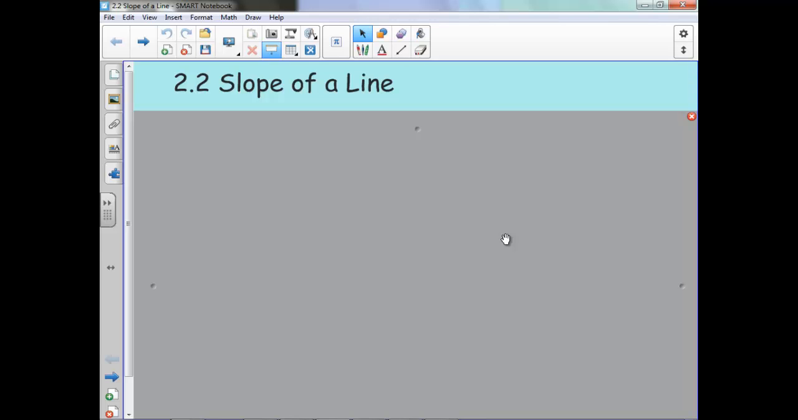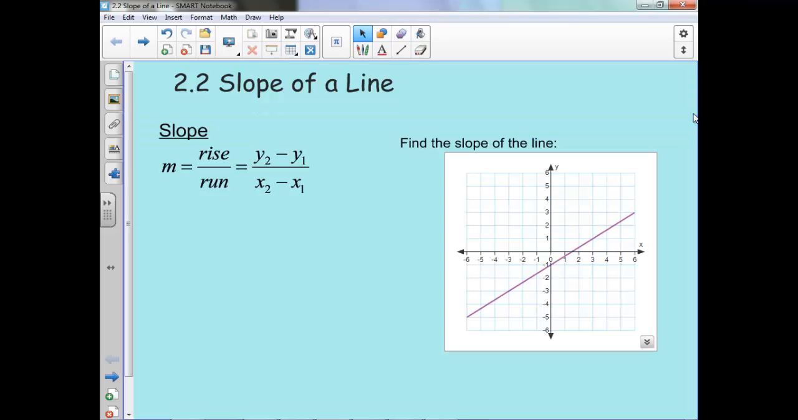Intersection to two slope of a line. So first off, we need to talk about slope. Slope, we use the letter M to represent slope. What slope is rise over run. So when you talk about a line, it's how much the line rises over how much it runs.